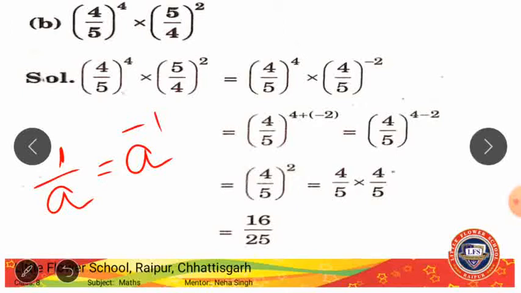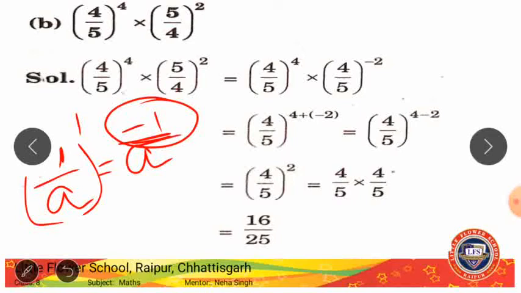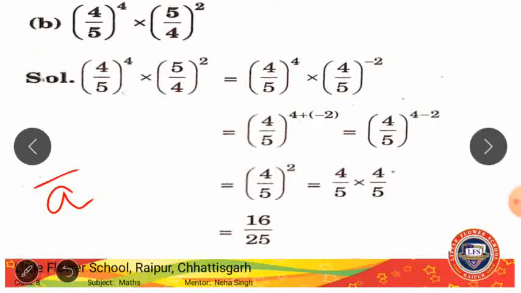The only change we will make is with the power. Here the power was 1, here the power will be the same but with a minus sign. The power here will be minus 1. Similarly, we will do this for the question.